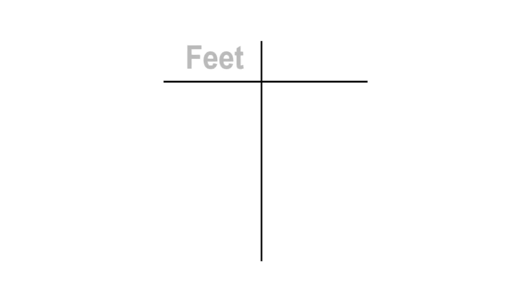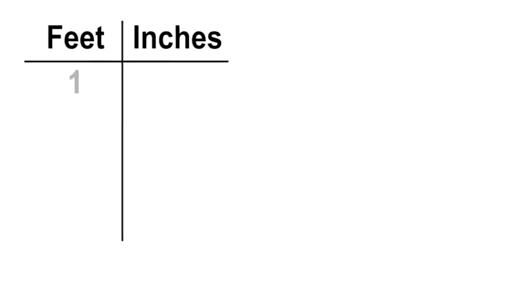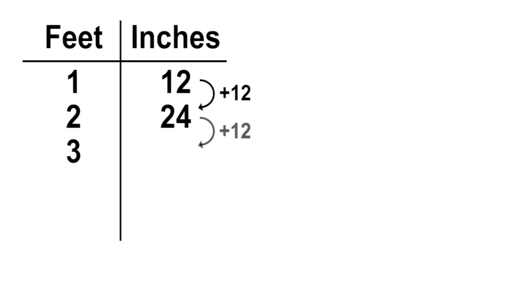Let's label the first column feet and the second column inches. Now starting with 1 foot, we already know that there are 12 inches in 1 foot. What about 2 feet? Well, we know that 1 foot is 12 times as long as an inch, so your child might reason that 2 feet is just 12 more inches, which would be 24 inches. What about 3 feet? This is 12 more inches, which would be 36 inches.